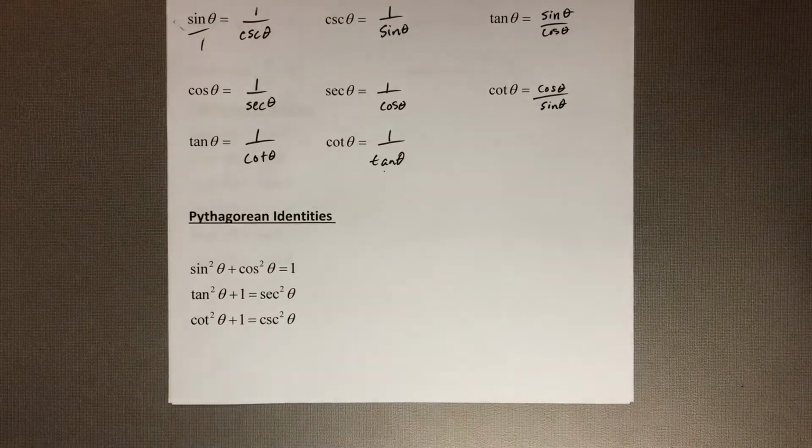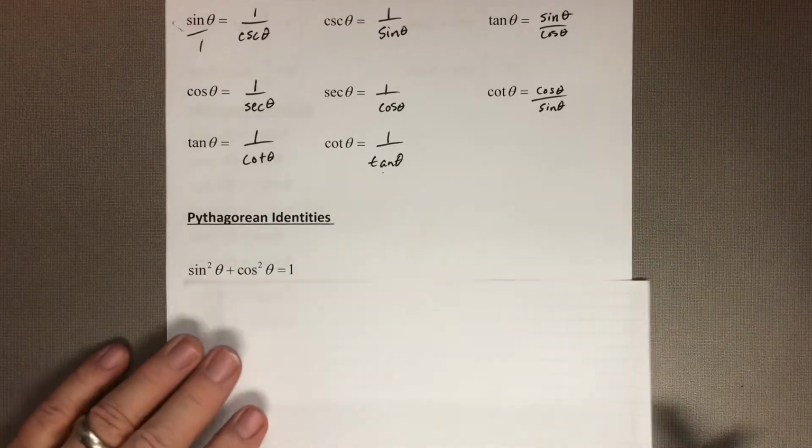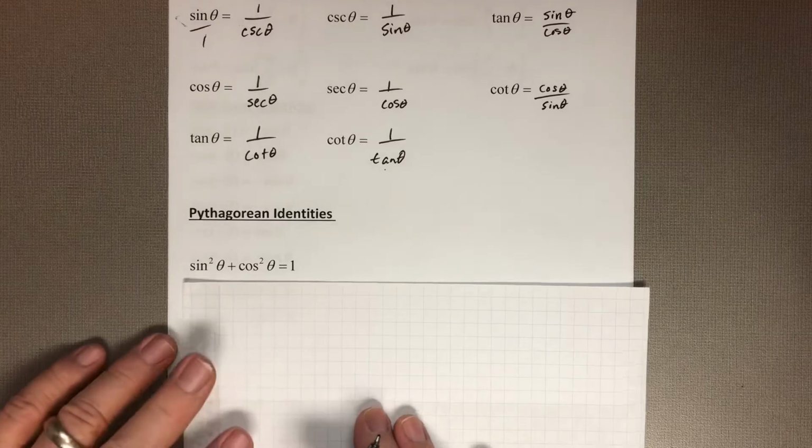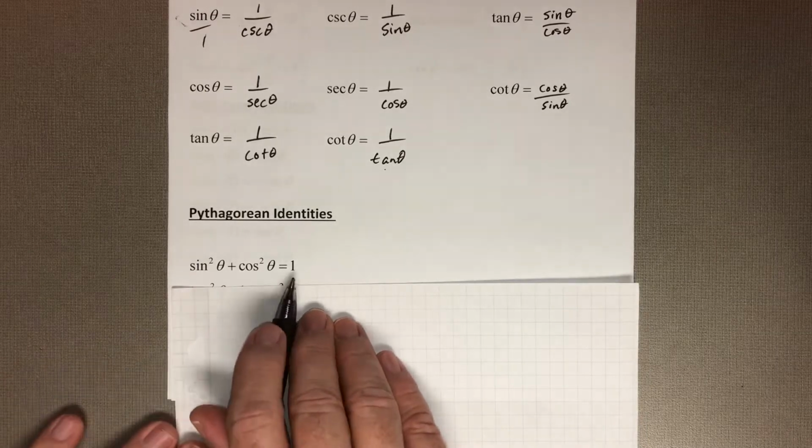Now let's talk about the Pythagorean identities. We will start with the most famous one of all, and that is that the sine squared of theta plus the cosine squared of theta is equal to 1. And from that particular one, you could solve it for each of its 3 terms. Right now it's solved for 1 because 1 is by itself.